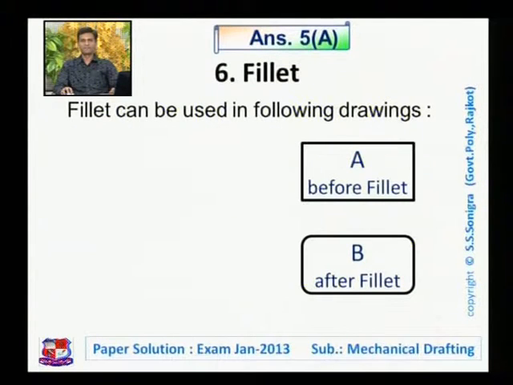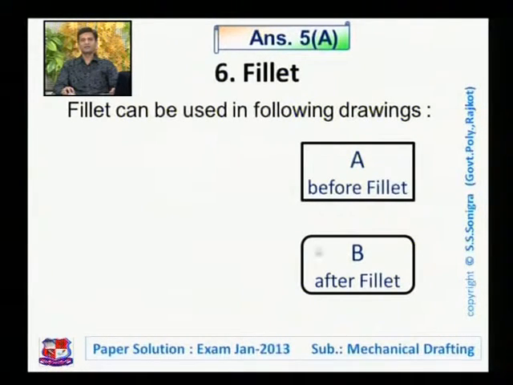You can see here, fillet can be used in the following drawings, like a rectangle is drawn. Before fillet, sharp edges are there. You can see 4 corners, 1, 2, 3, 4. And if you use fillet command and click on these two lines, it will be rounded like this. So after fillet, this rectangle would appear like this.